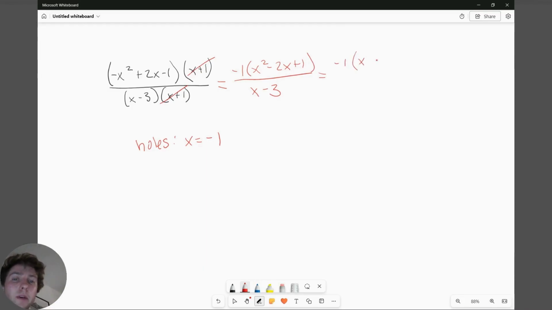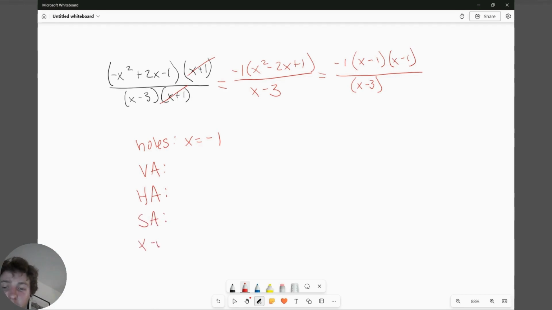Then I need two numbers that multiply to positive 1 but add to negative 2. I believe negative 1 and negative 1. It does not look like anything else cancels. So now we can look at the holes, the vertical asymptotes, the horizontal, the slant asymptotes, the intercepts, and so forth. Okay, I'm not going to worry about finding a y-intercept on this one, just an x-intercept.